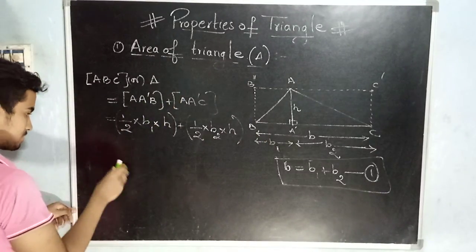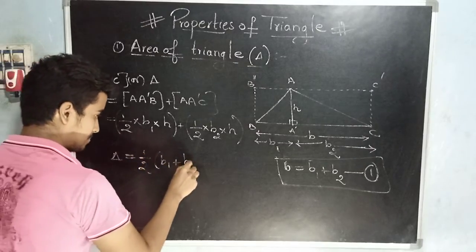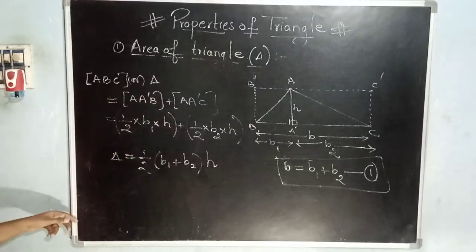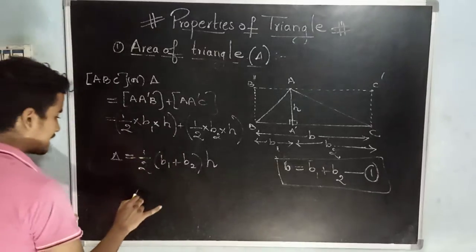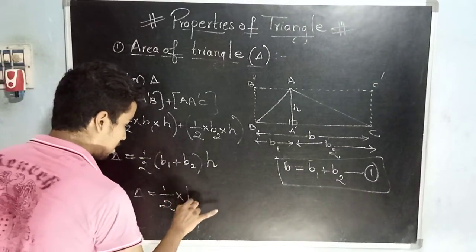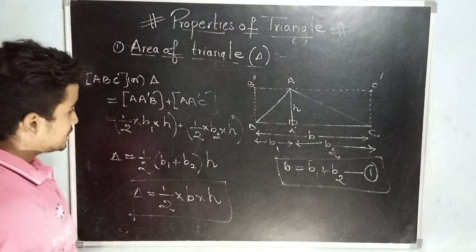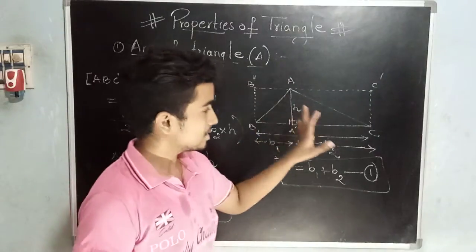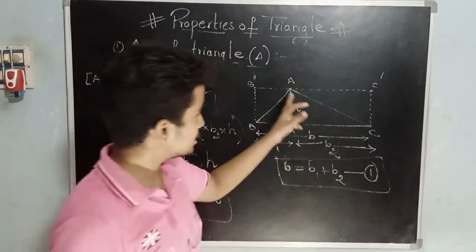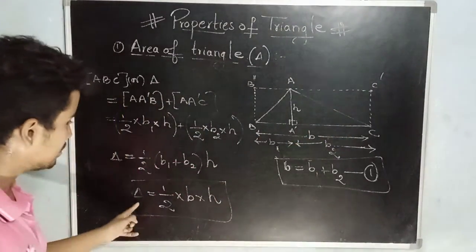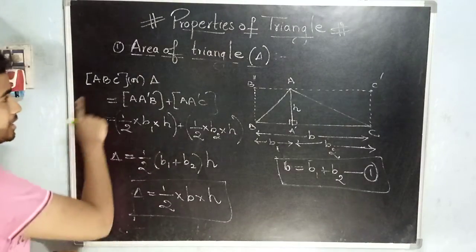Area of triangle delta is equal to half into B1 plus B2 into H. B1 plus B2 is the length of the whole base. So it can be taken as area of triangle is equal to half into base into height. This is how the area of the triangle is derived. It is not only for right angle triangles but obeyed for any triangle: half into base into height. So this is the basic idea of area of triangles.